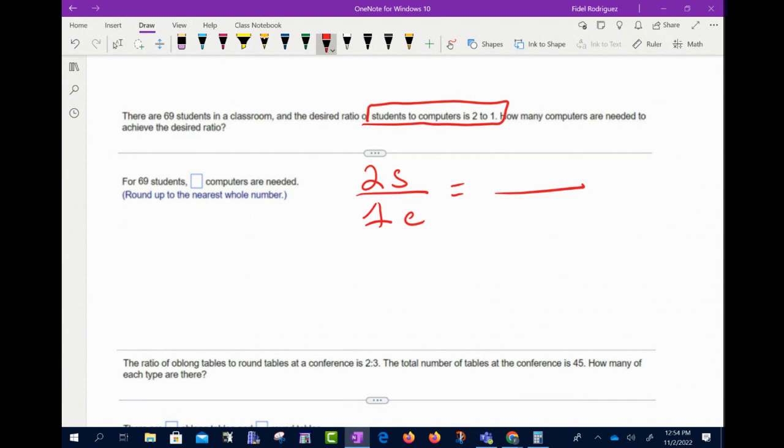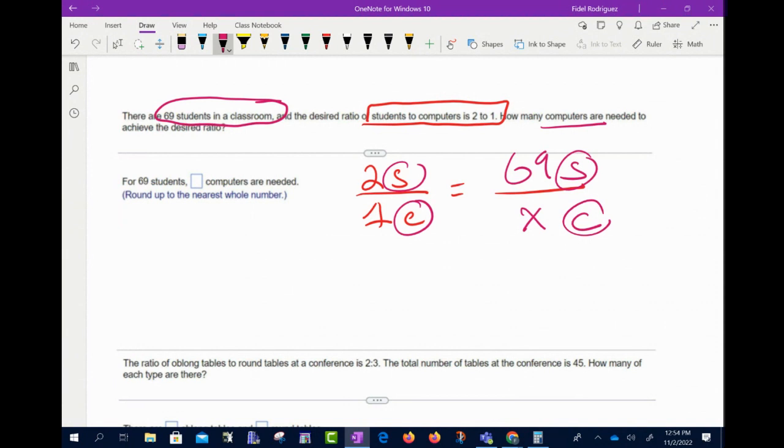Okay, so remember, one fraction equals another fraction with ratios and proportions, right? Now look what they're telling me. We have 69 students in a classroom, okay? So we have 69 students, right? The question says, how many computers do we need? So look, I'm going to put an X here for computers. Notice, y'all, students on the top, computers on the bottom, okay? So I'm going to cross multiply again, okay? So I'm going to go this way here.